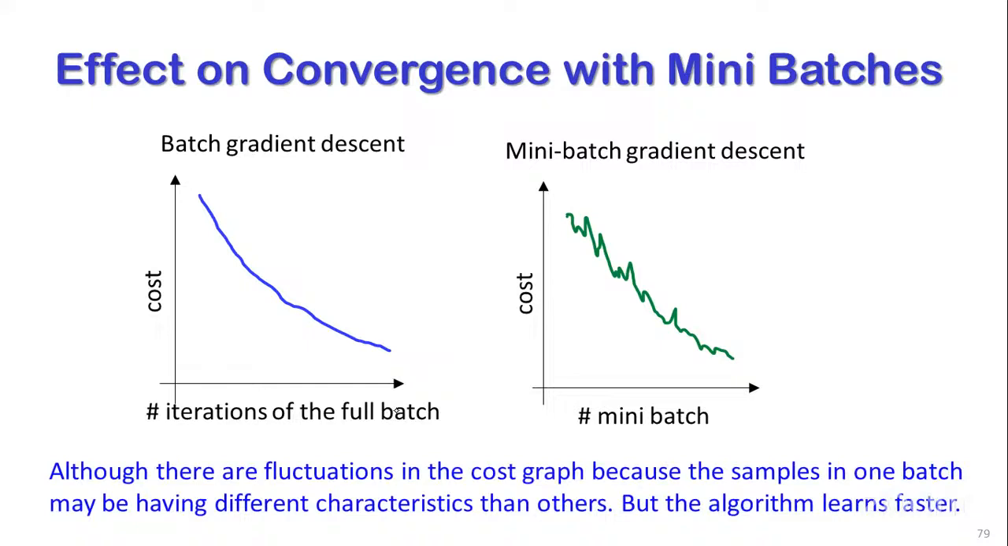Although you can see these fluctuations in the cost graph, it is because the samples in one batch may have different characteristics than another. You are choosing different batches, they have different characteristics, and therefore you are converging in this fashion, because of these jitters. But rest assured, what is observed is that your algorithm is learning faster this way.